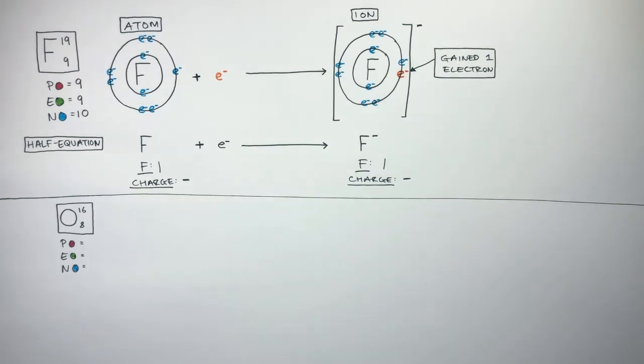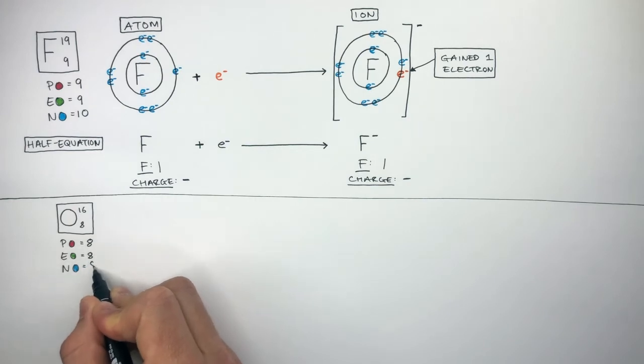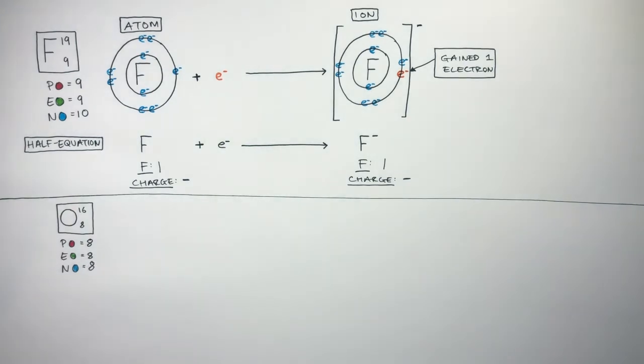Oxygen is a non-metal just like fluorine, so it will gain electrons to have a full outer shell. Oxygen has a mass number of 16 and an atomic number of 8, so it has 8 protons, 8 electrons, and 8 neutrons. This oxygen atom does not have a full outer shell, so is unstable. To become stable, it needs to gain 2 electrons.